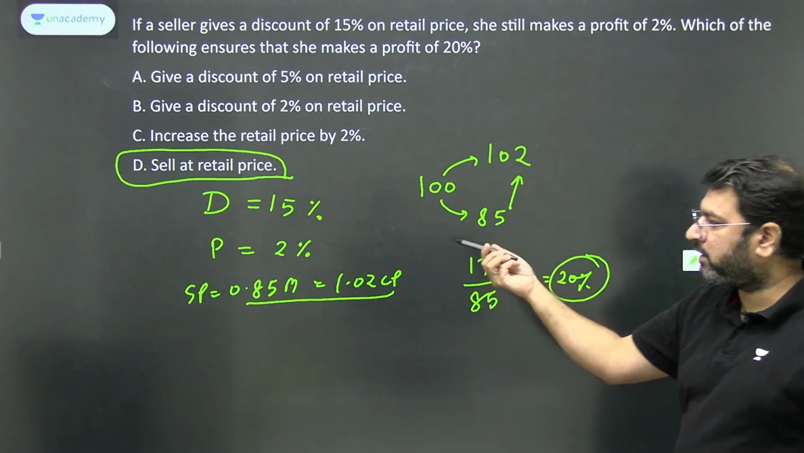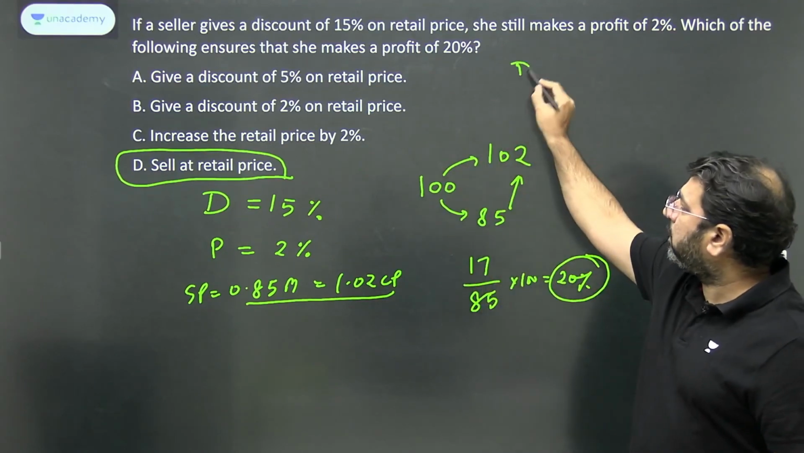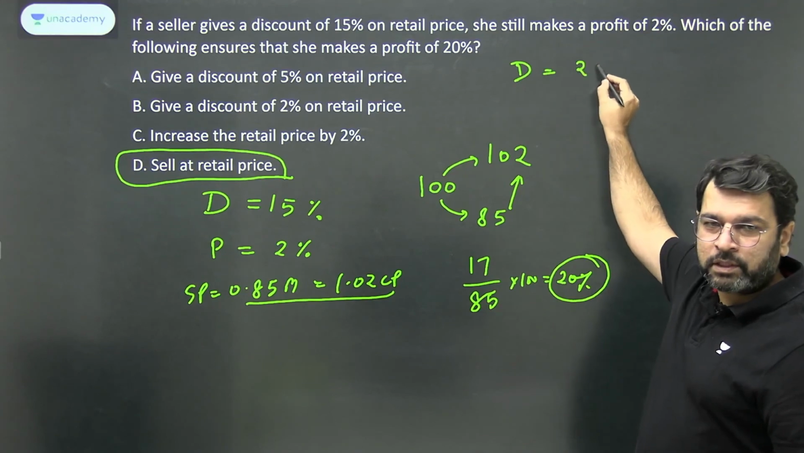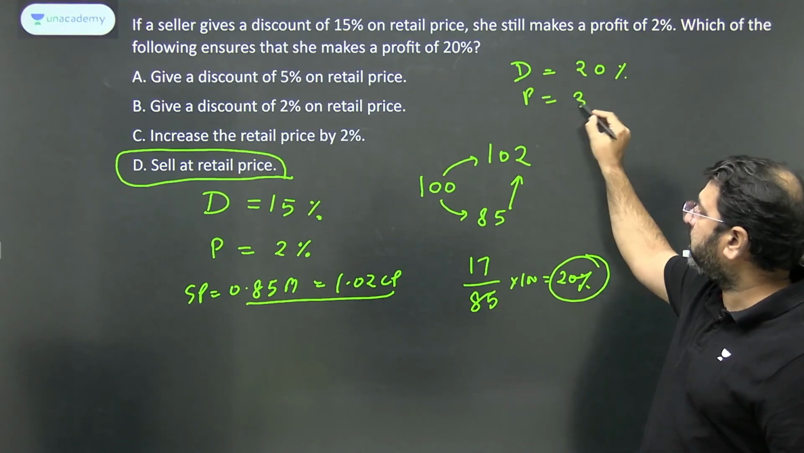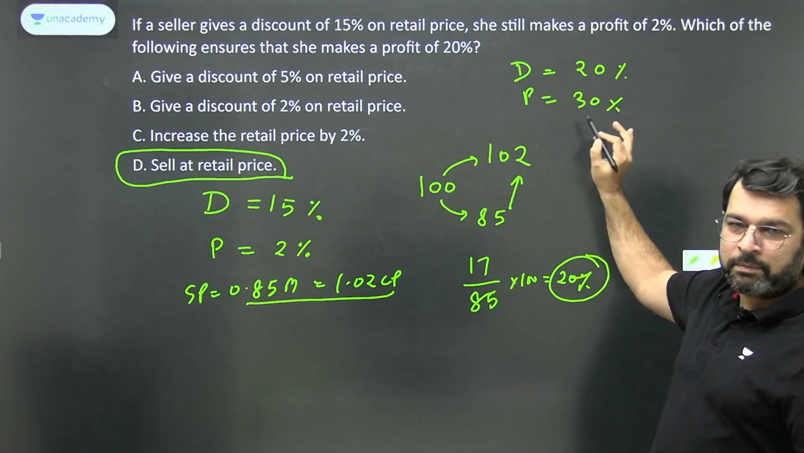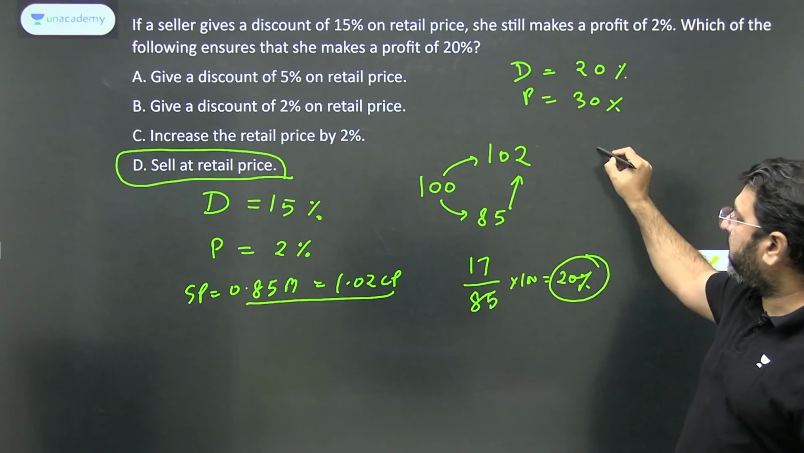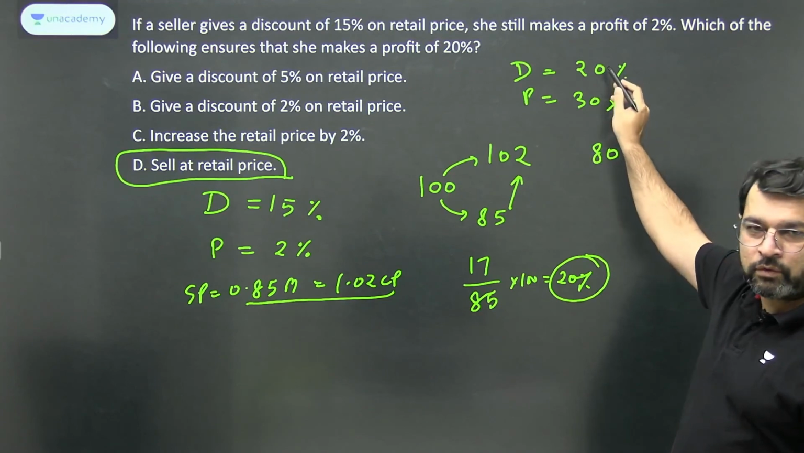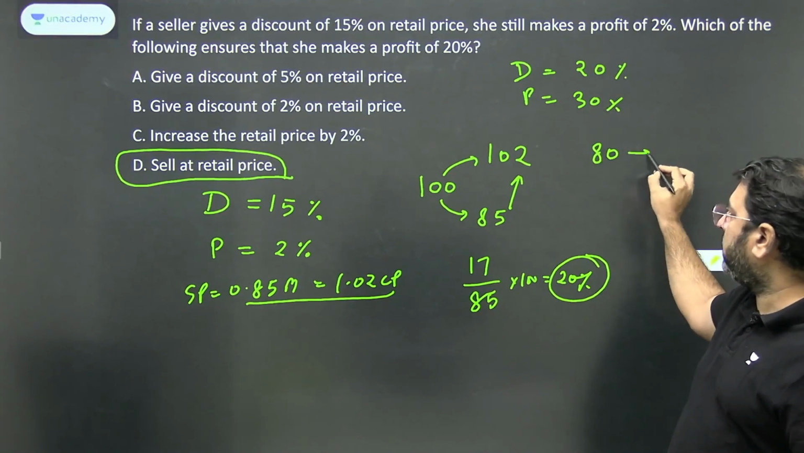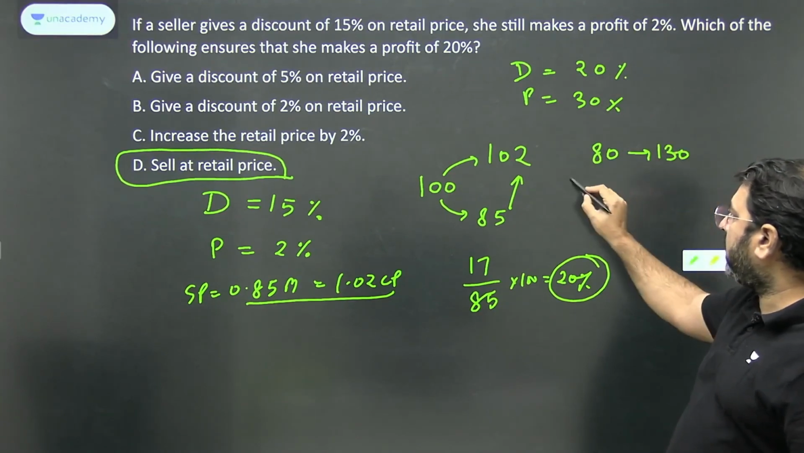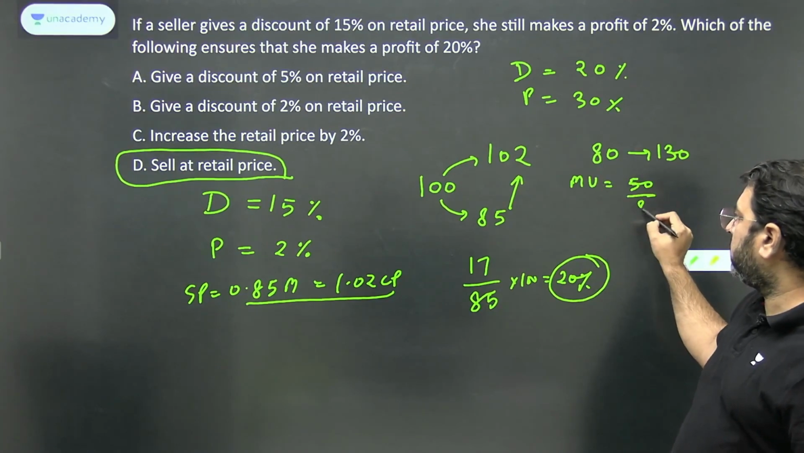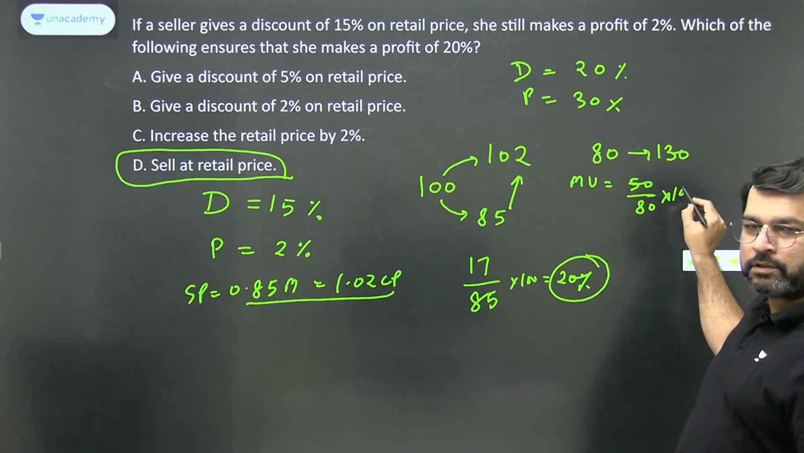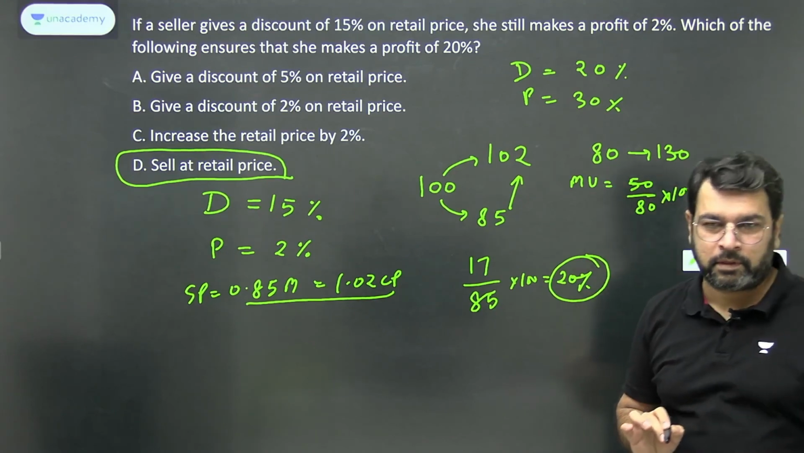Right, let me give you another example. Suppose discount was 20%. I need to make profit of 30%. It simply means it became 80 because of discount, but I need to make it 130. So markup should be 50 over 80 into 100. That's it. I hope the logic is clear.